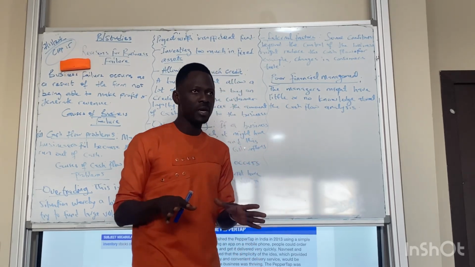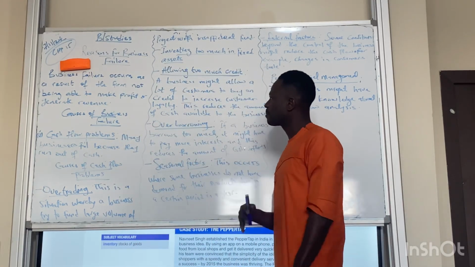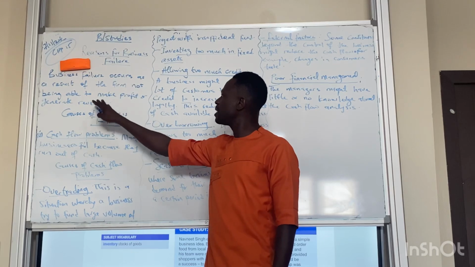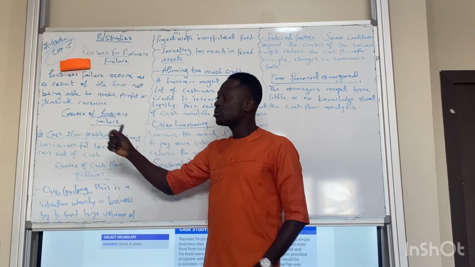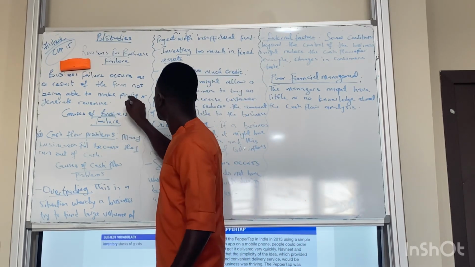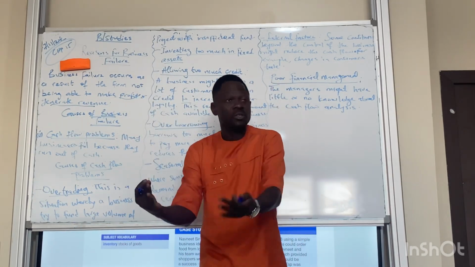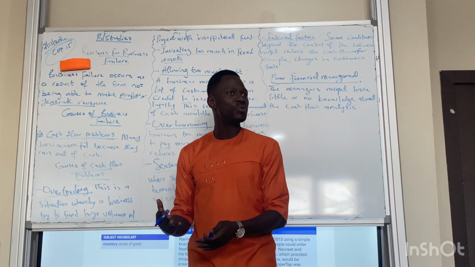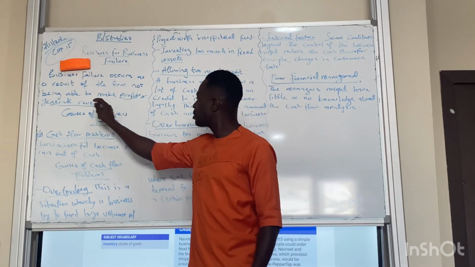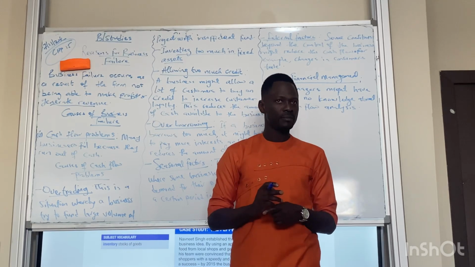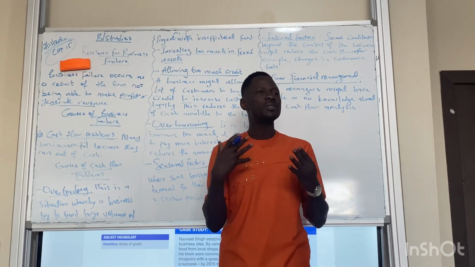Do you get business failure here? So why do businesses fail? Business failure occurs as a result of the firm not being able to make profit or generate revenue. If a firm is unable to make profits or generate revenue, it will cease operations, because it cannot continue. And business is about continuity. Without these two, you cannot continue the business. Then there's a business failure because you have to cease operation. So what are the reasons why businesses fail?